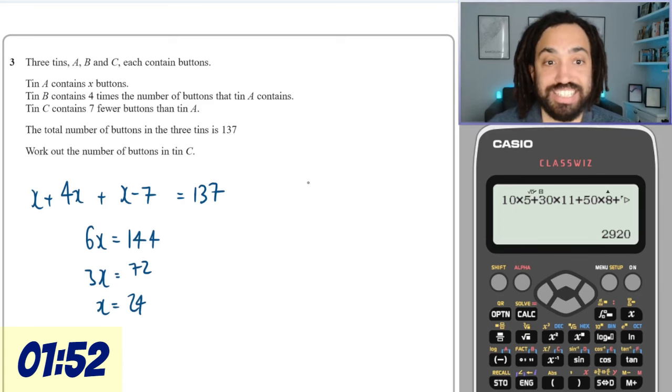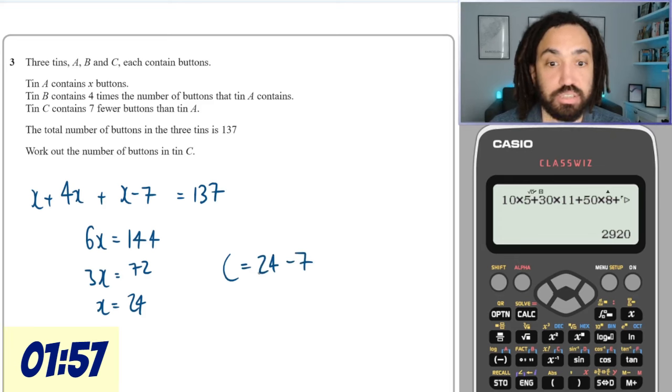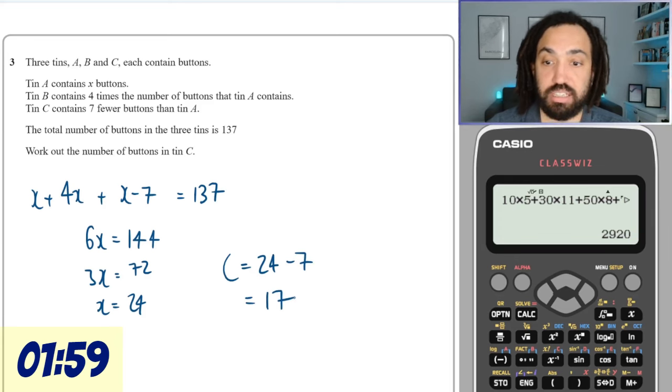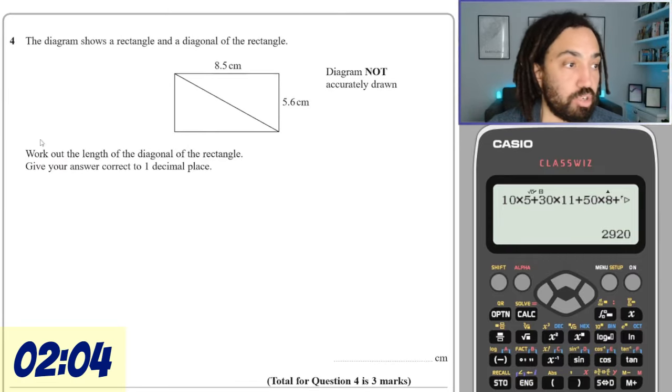Work out the number in C. Okay, so I've really got to be careful about actually answering the question. So C is X minus 7, so that's 17. Bosh, I'm not going to write it on the line, you don't need to. Don't quote me on that.